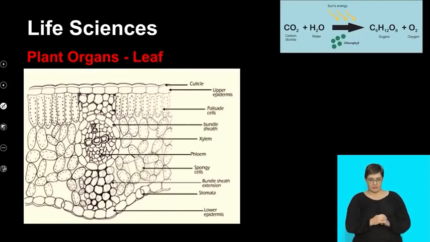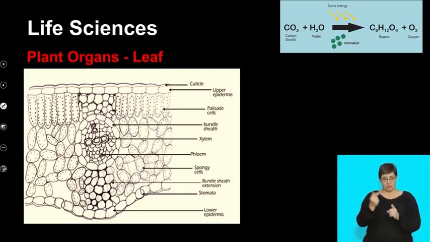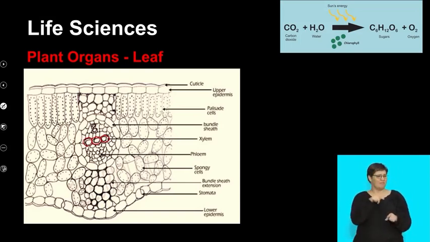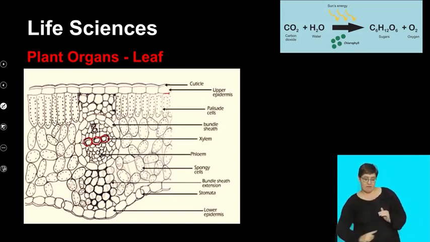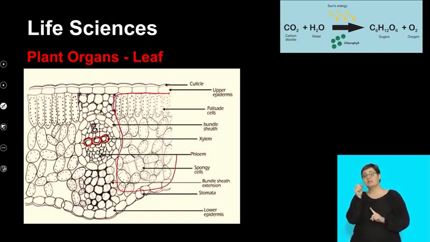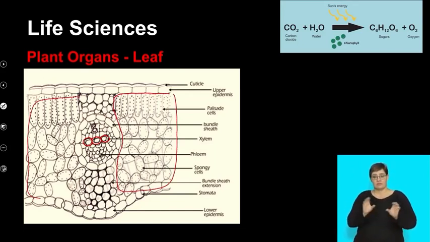So now let's have a look at the structure of a leaf. A leaf is usually what we call dorsiventral. It has a top and it has a bottom. When we look at this diagram, keep in mind I've put at the top the equation for photosynthesis. So how do we get things in? Well, the first thing that will happen, here's your xylem. What is xylem going to bring in? Xylem is going to bring in water, and its target is going to be all of these cells over here.